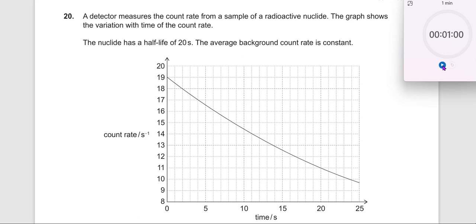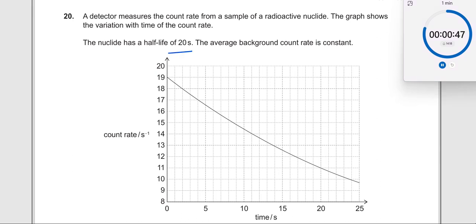Okay, 20th one. Now, this will be a bit time-consuming question. A detector measures the count rate from a sample of a radioactive nuclide. The graph shows the variation with time of the count rate. The nuclide has a half-life of 20 seconds. Where is 20 seconds? 20 seconds is here.